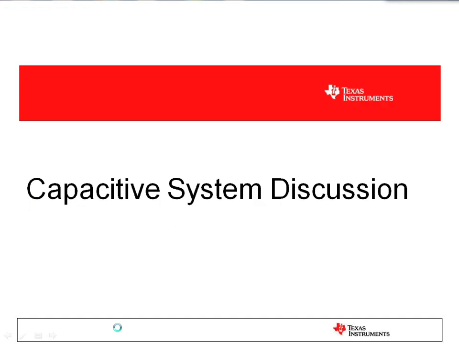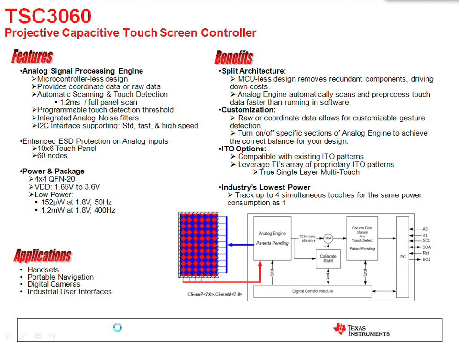Here's the TSC3060 one-page overview. More information for this product can be found on ti.com. But in general, it's a 16-channel device, so a 10 by 6 array, which means we'll have 60 nodes. It'll be available in the 4x4 QFN package, and will be available in January of 2012. It's capable of detecting up to 4 simultaneous touch points at the same time.